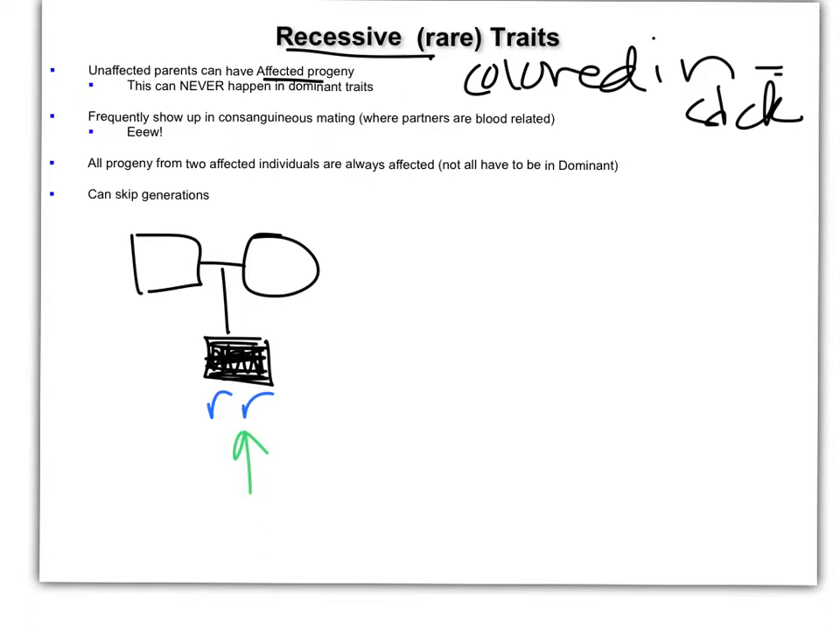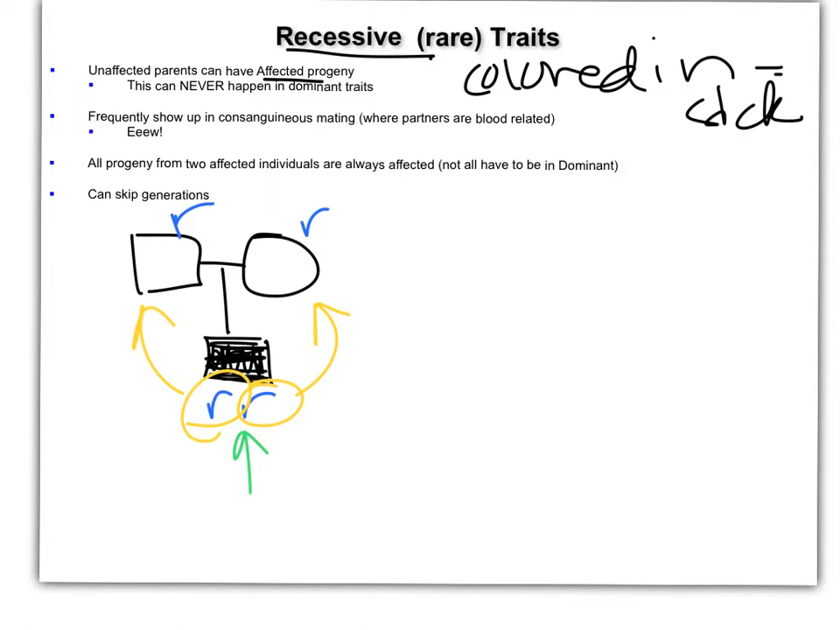So we know one of the R's came from mom, and one of the R's came from dad. By definition, that's the gametes, the separation of alleles, the law of segregation. You can't get both from one. You have to get one allele from each parent. So that means mom has to have one and dad has to have one.